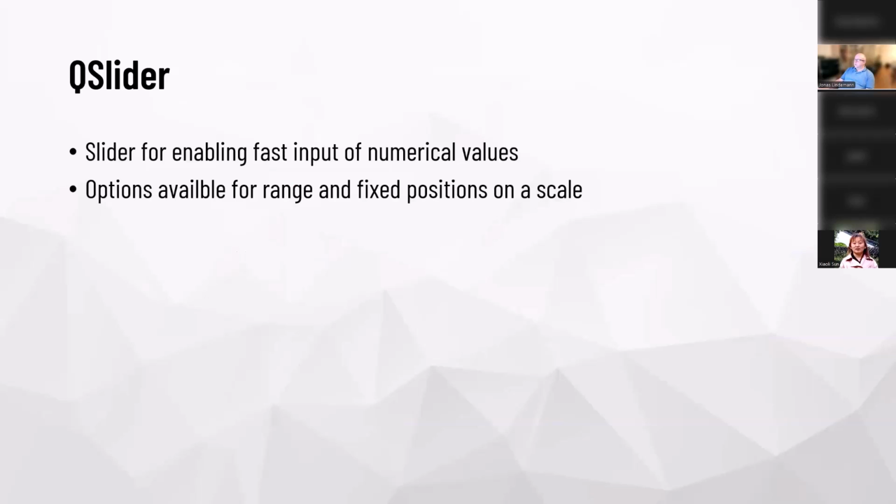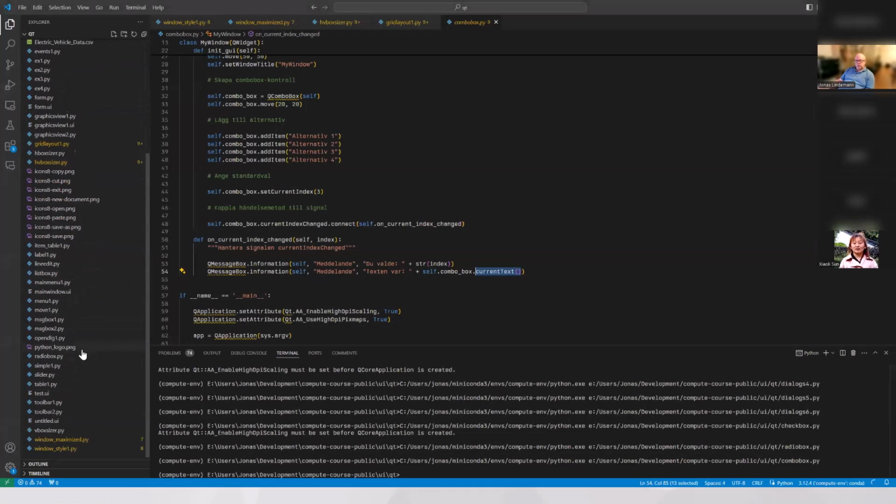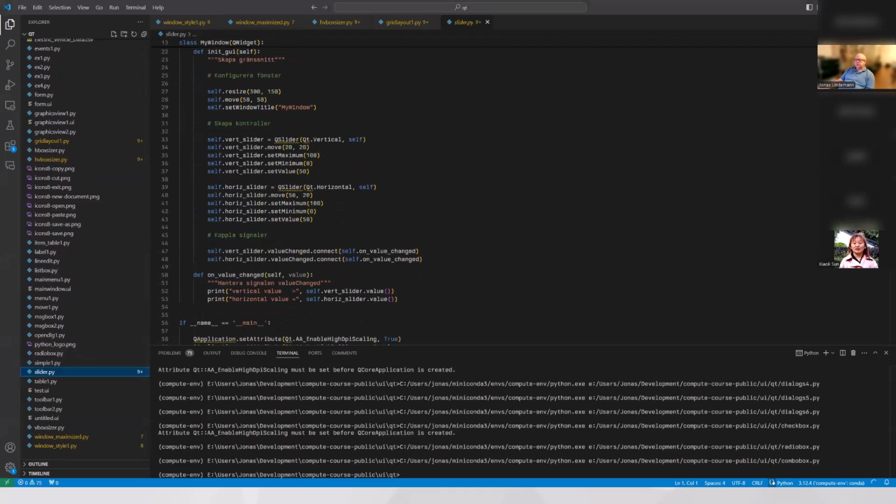Slider is a control, just like a mixing table or DJ table. You can control the volume in different ways. There are options for selecting the range. Also, you can have fixed positions in the control. They look something like this. You can have a vertical slider and you can have a horizontal slider. You select that using the Qt vertical or Qt horizontal option when you create the control. And it looks something like this.